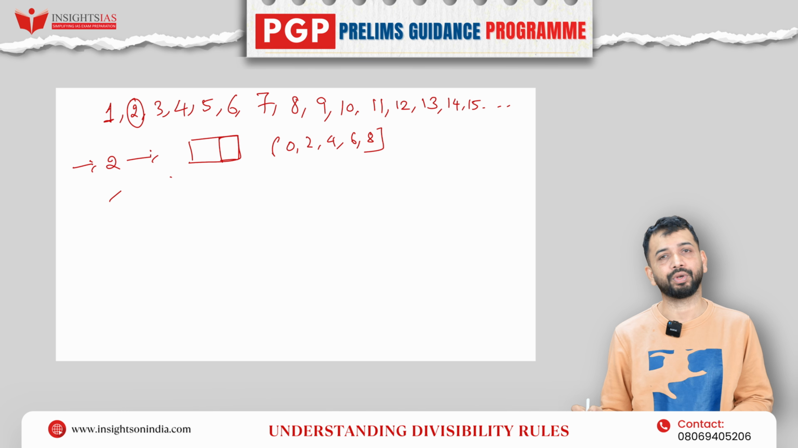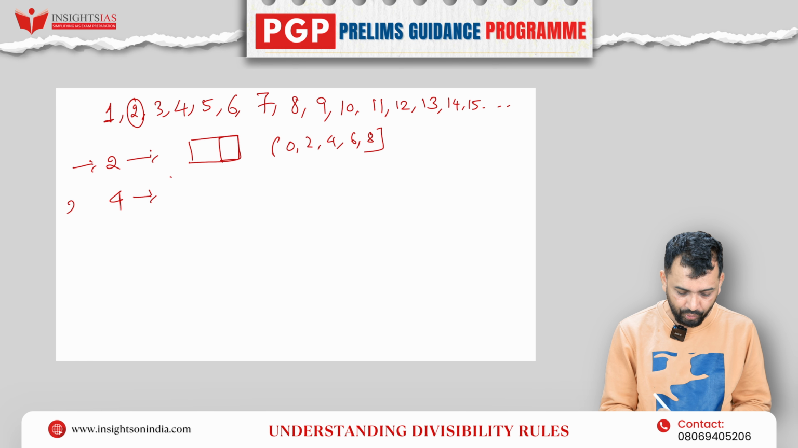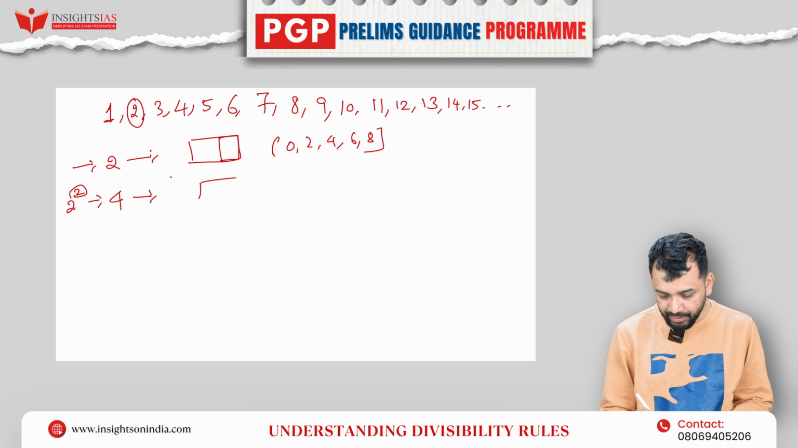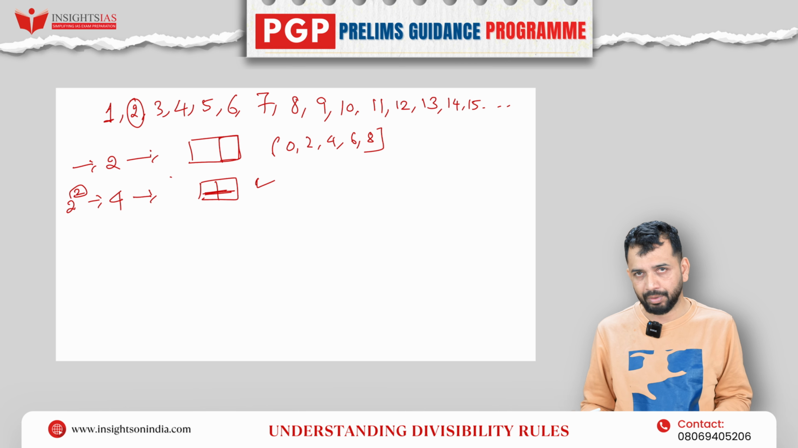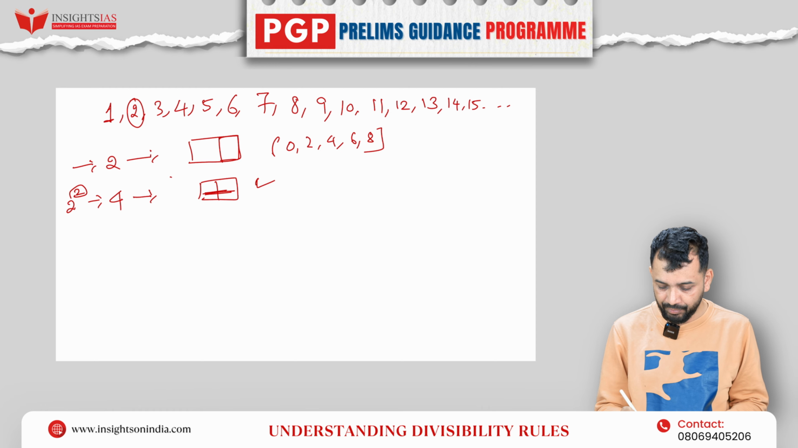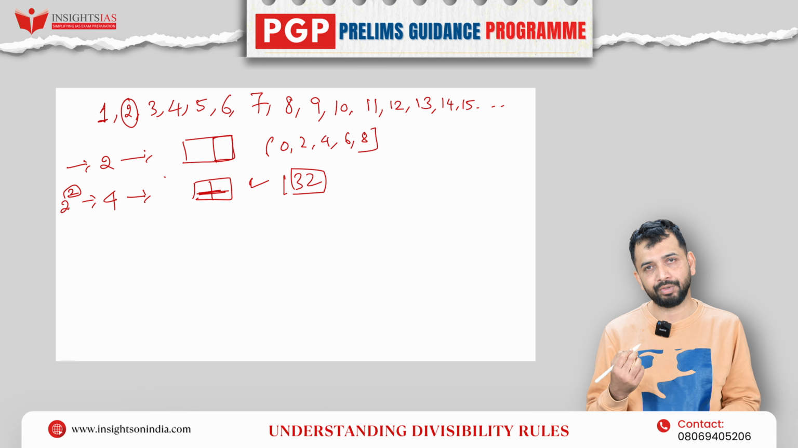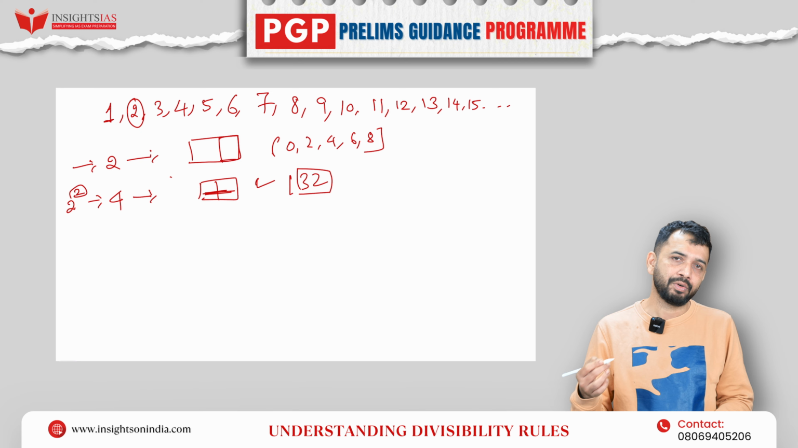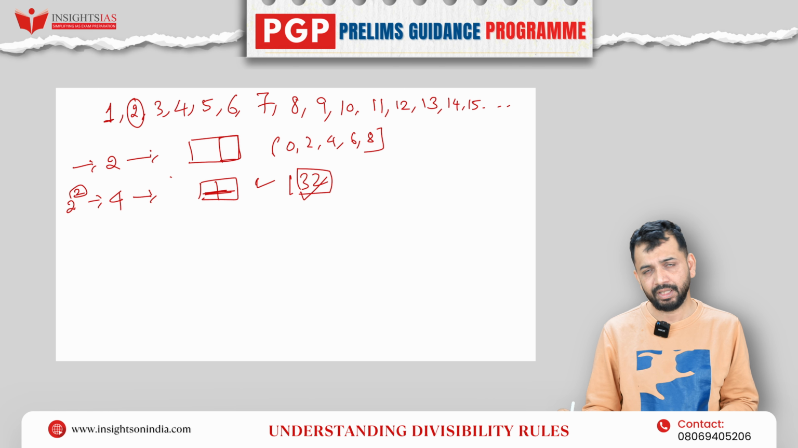Then if I want 4, the basic rule is that 4 is nothing but 2 square. Since it is 2 square, I will check the last 2 digits of a number. If the last 2 digits of the number are divisible by 4, then the entire number will be divisible by 4. That means if I have 132, you don't need to check the entire 132. All you have to do is take the last 2 digits, that is 32, and check whether 32 is divisible by 4. Now you know that 4 8s are 32, so 132 is also divisible by 4.